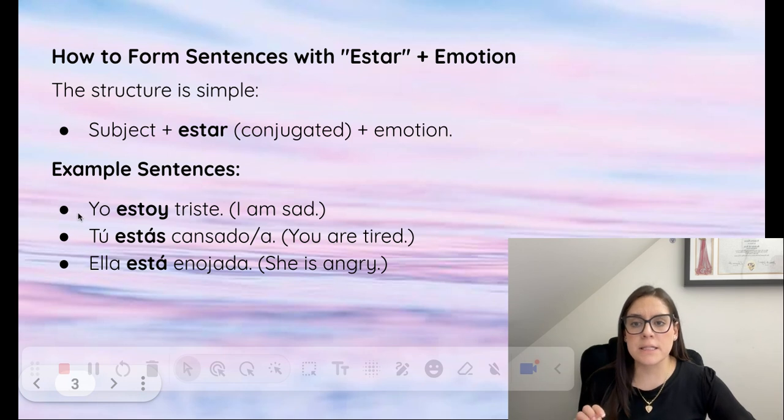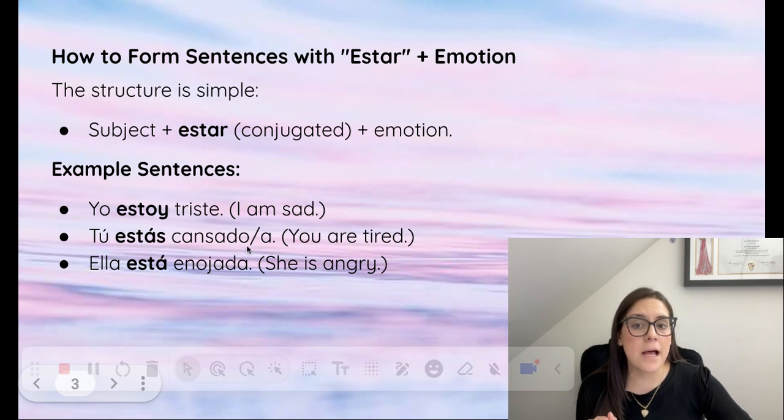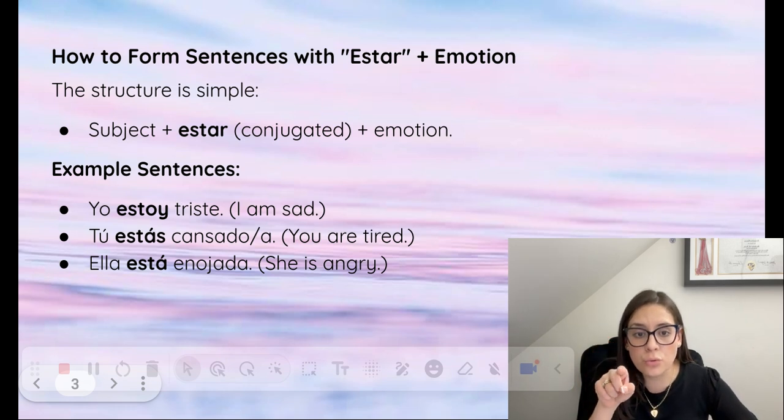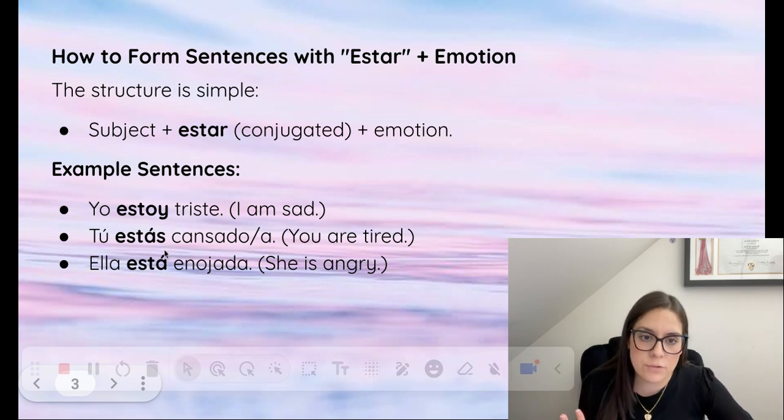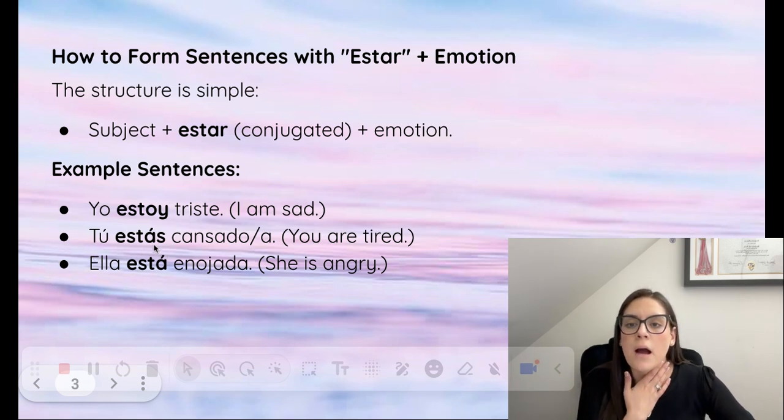Here's some example sentences. Yo estoy triste. I am sad. Tú estás cansado. You are tired. Ella está enojada. She is angry. So when I say yo, I'm always going to use estoy. If I am talking about tú, we are going to be using estás. And if we are talking about él or ella, or even usted, and we'll see that in a little bit, we're going to use está.